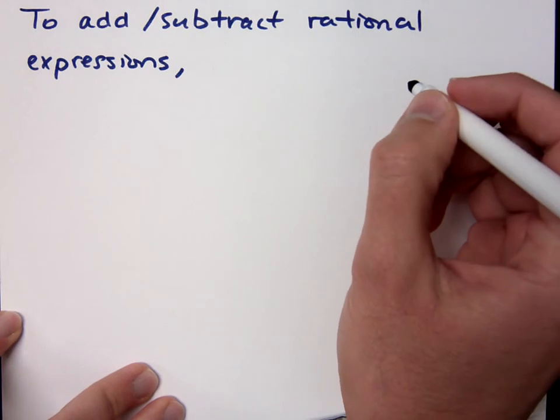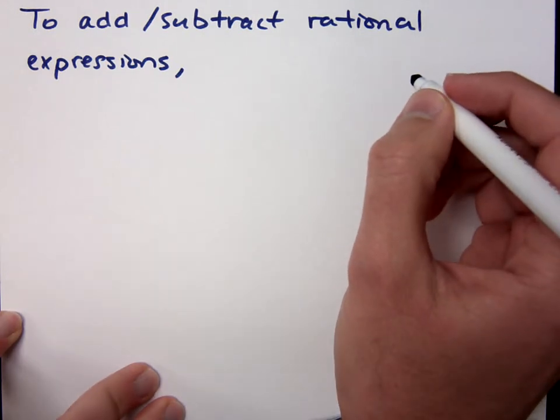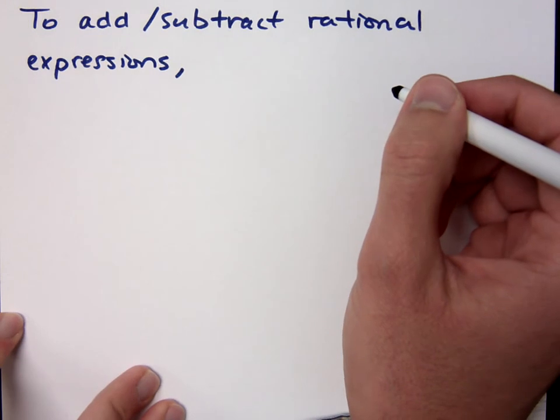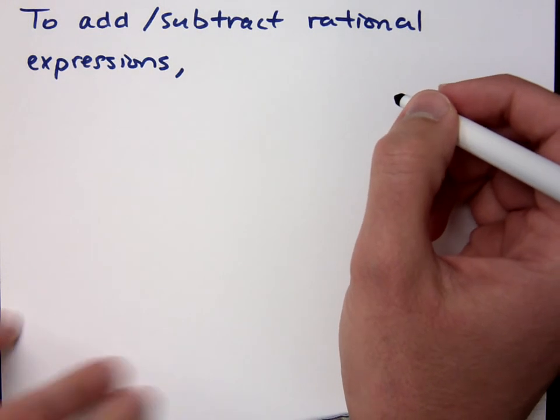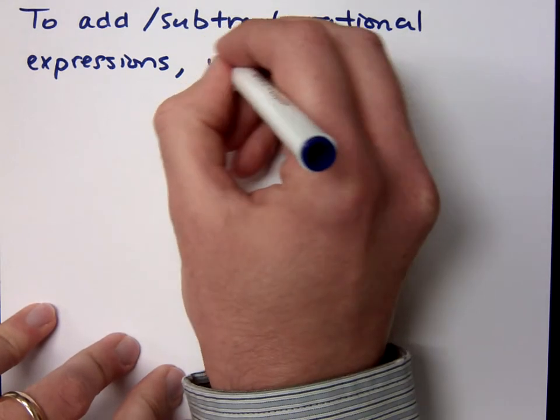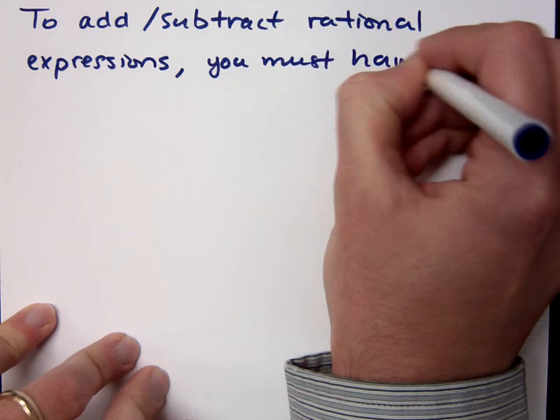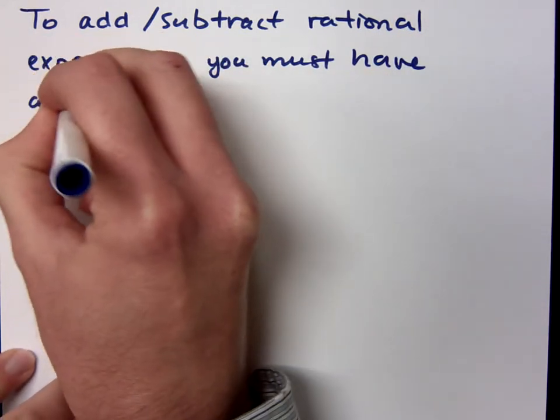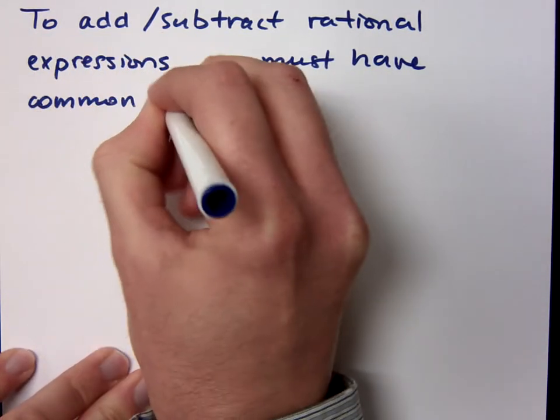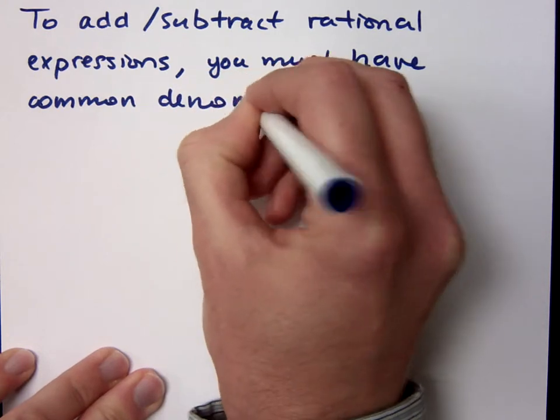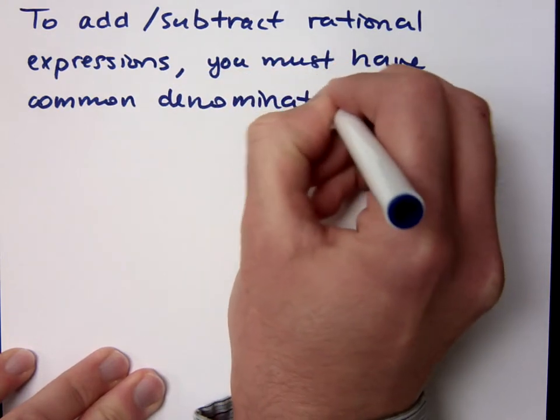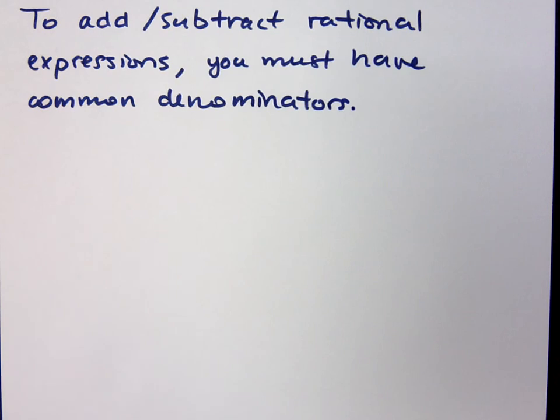It's the quotient of two polynomials. In other words, it's a fraction. So, in order to add or subtract fractions, what do you have to have? That's right. You must have common denominators. Remember, denominator is code for the bottom part of the fraction.